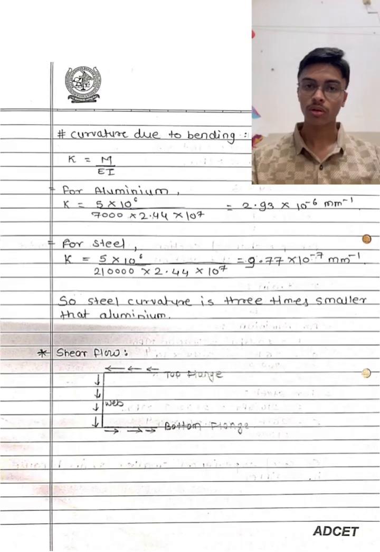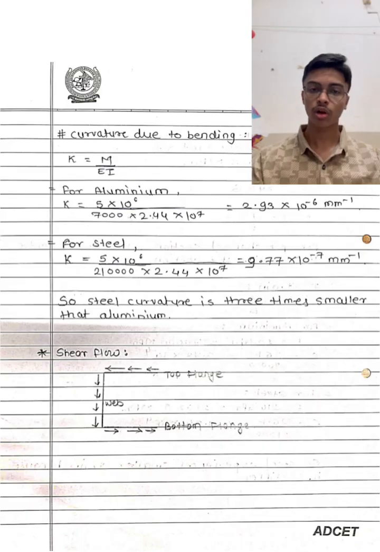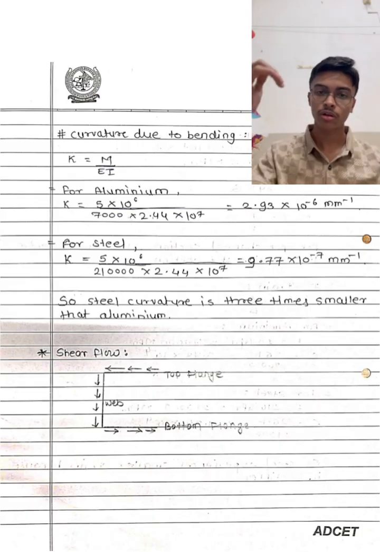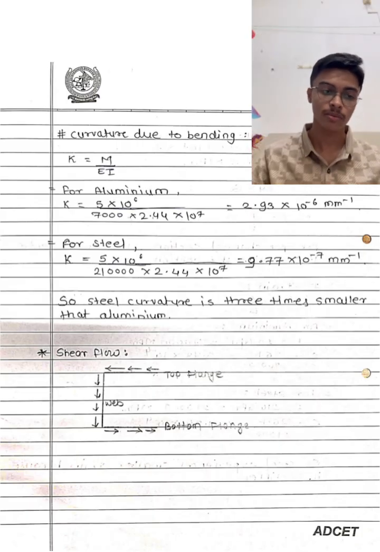Shear flow will be like this. It will be going like this. For the top flange it will be like this, for the bottom flange it will be like this, and for the web it will be like this downstream.